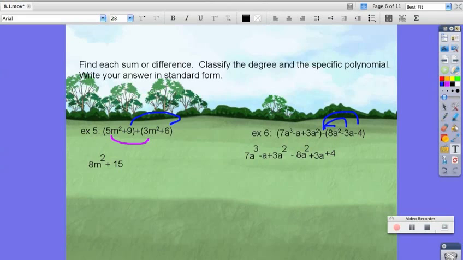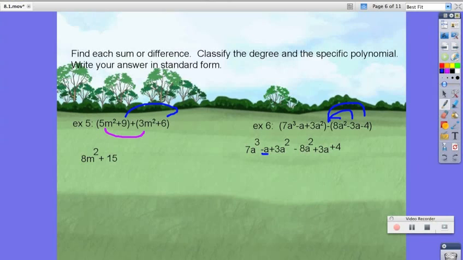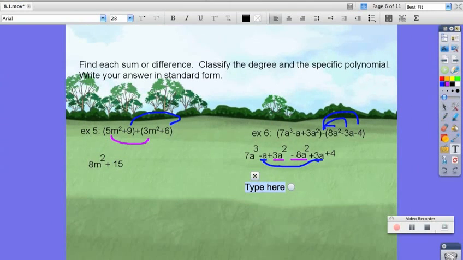Then we combine like terms. This guy can be combined with this guy, right? And then I'll use a different color. This guy we can combine with this guy, and that's all we can combine. So 7a to the third power, and then 3 minus 8 would be negative 5, so negative 5a to the second power, and then negative 1a plus 3a would be positive 2a and plus 4.